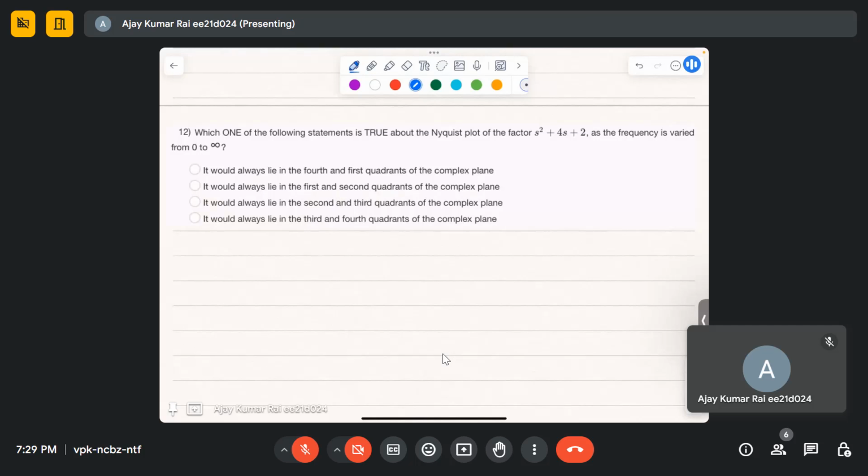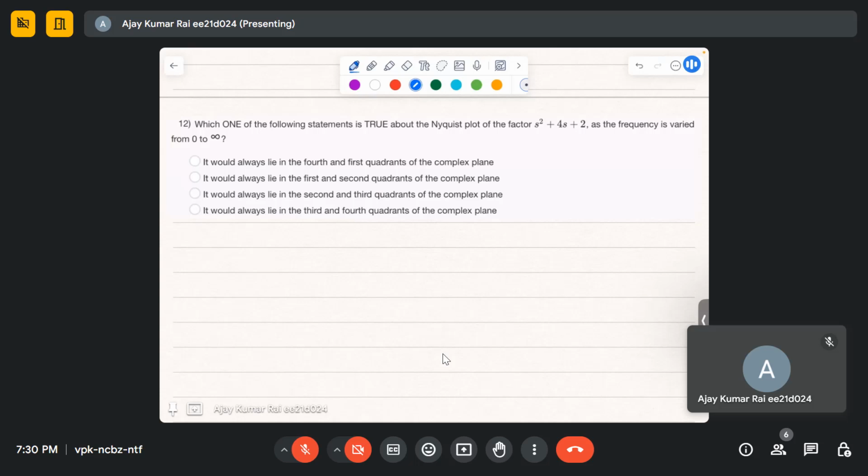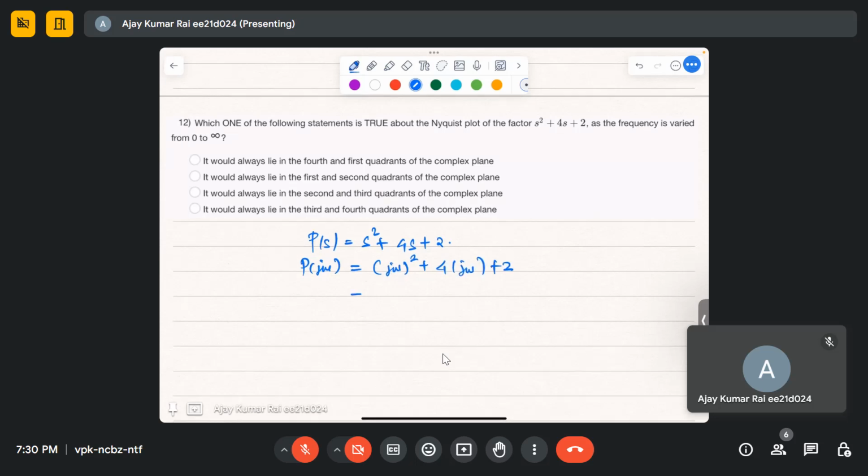Okay. Question 12: which one of the following statements is true about the Nyquist plot of the factor as the frequency is varied from 0 to infinity? Again, we have to follow the same procedure. So this is 4s plus 2. Let's put s equal to j omega. So what you'll get is 2 minus... j square is minus 1, right? So you'll get this.